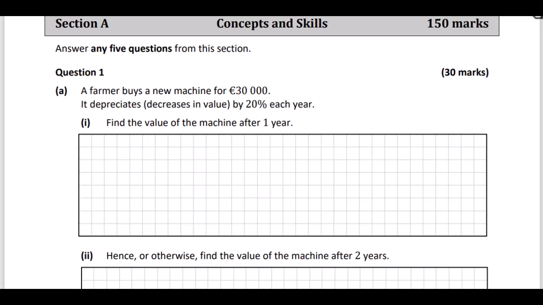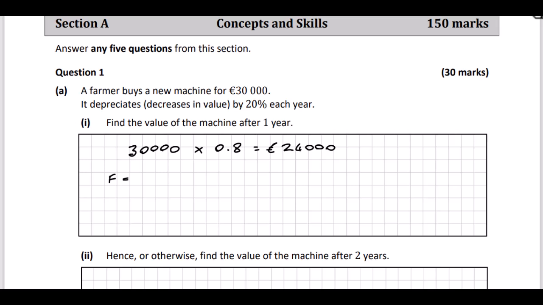Okay, so what we've got to do here is reduce it by 20%. So we're going to take 30,000. We're going to multiply it by 1.0, if you like, minus the 20%, minus 0.2. So we're going to multiply by 0.8. When you do that, you get 24,000 euros. Or if you want to use the formula, there is a formula in the tables.